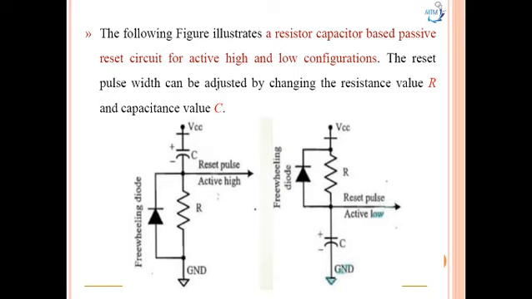So the following figure illustrates a resistor-capacitor based passive reset circuit for active low and active high configurations. The reset pulse width can be adjusted by changing the resistance value R and capacitance value C here.